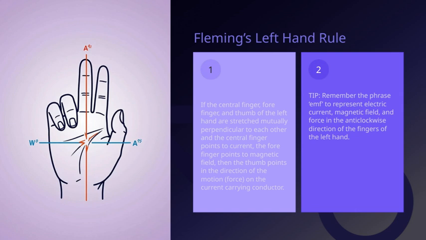This method is particularly helpful because it visually connects the 3 directions and makes it easier to understand how the magnetic force acts on a current-carrying wire in a magnetic field. It's a powerful way to remember the relationship and predict the direction of forces in electromagnetic systems.